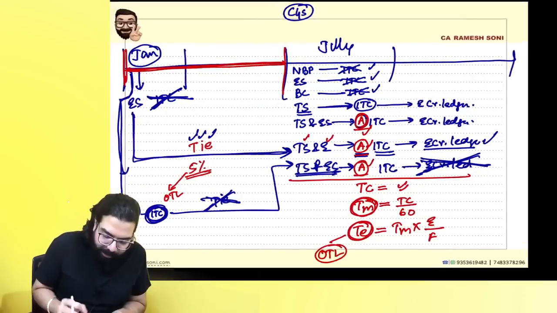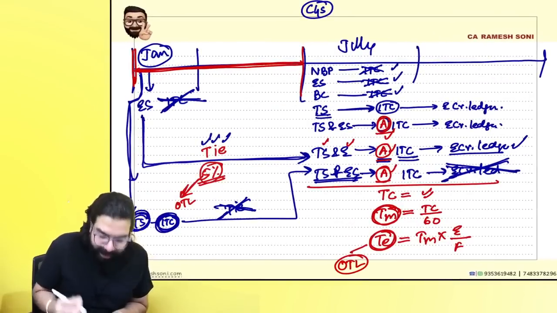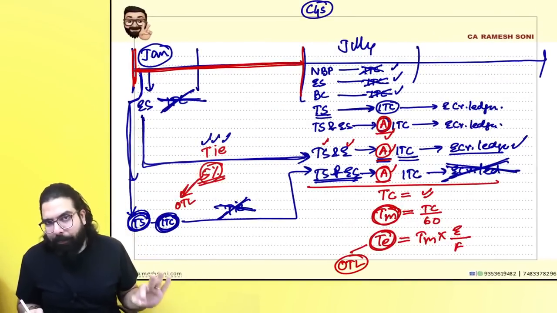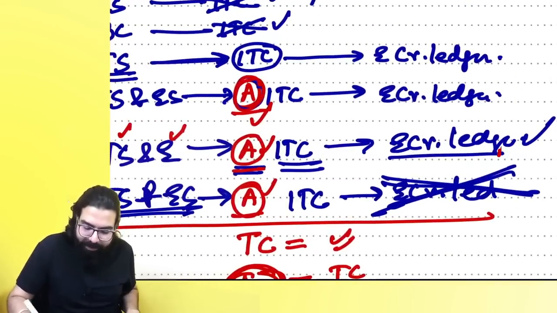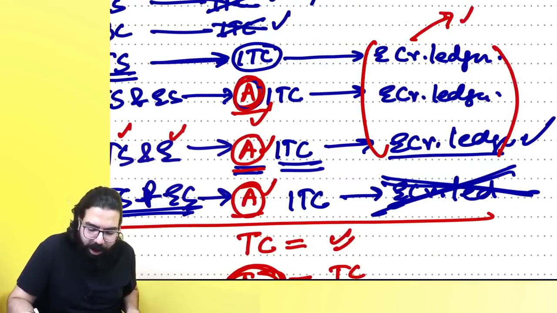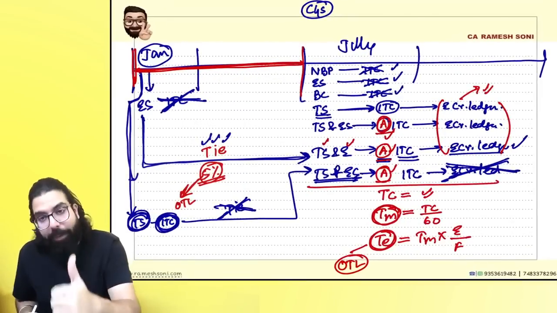And hence TE you will add to your output tax liability. Sir, this TIE you will add to your output tax liability at 5% per quarter or part thereof, and these amounts you will go ahead and take as credit in your e-credit ledger. I hope everybody got it.